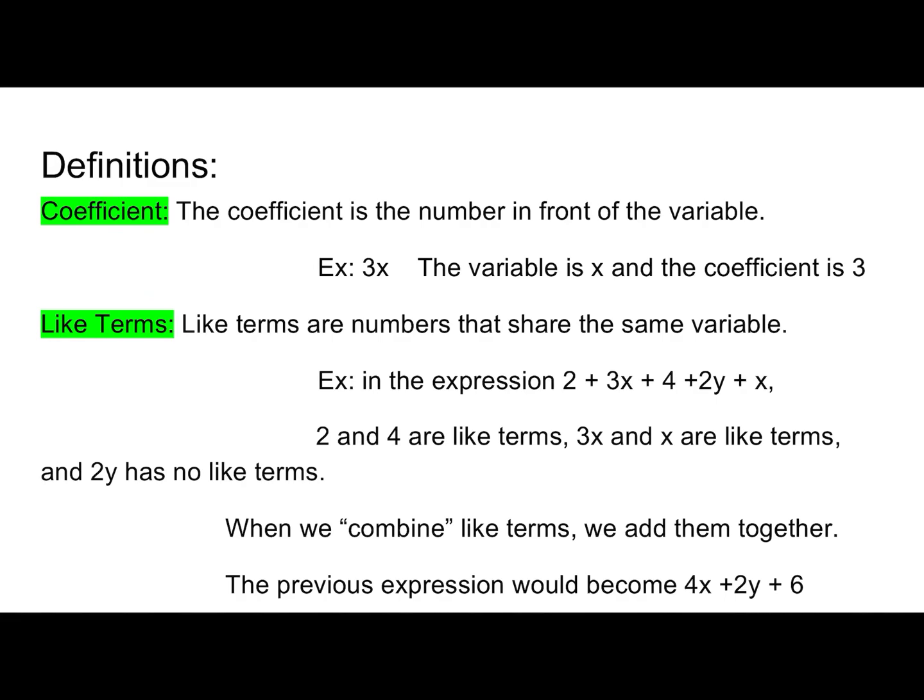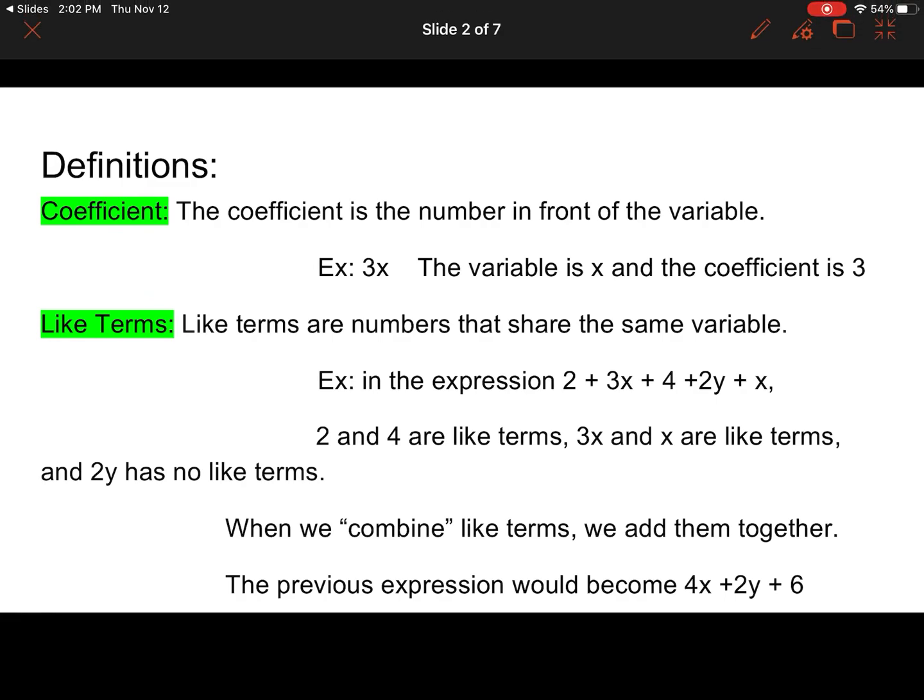So for starters, let's learn about a coefficient. A coefficient is the number in front of a variable. If we're looking at a variable here like x, then the coefficient attached to it is this 3. So the variable is x and the coefficient is 3, simply because that is attached to it. Now this reads 3 times x, but we'll often just say 3x. That'll be the way we talk about it in class.